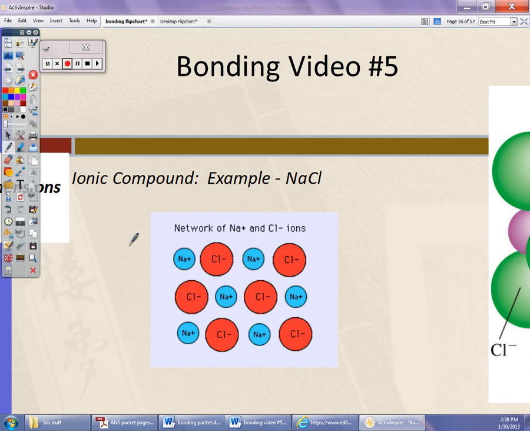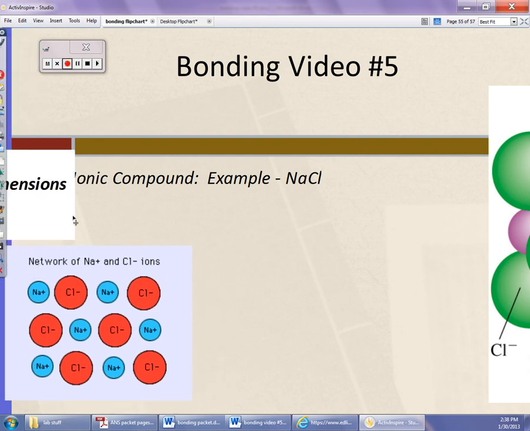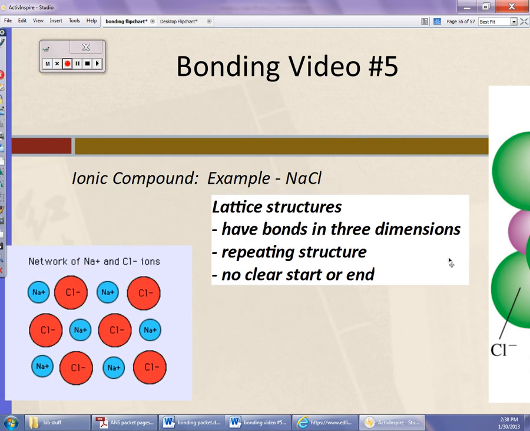So what is a lattice structure? A lattice structure has some common properties to it. It is going to have bonds in 3 dimensions. It's not going to have just the one bond. It's going to have repeating structure by having those bonds going in all different directions, as long as positive goes to negative, goes to positive, goes to negative. As a result, there's no clear start or end to your molecule. You don't know which sodium gave his electron to which chlorine.